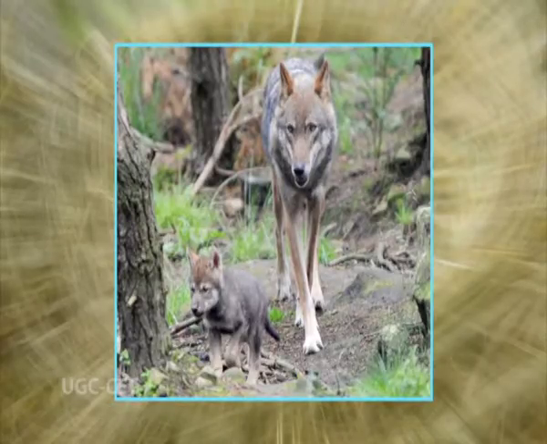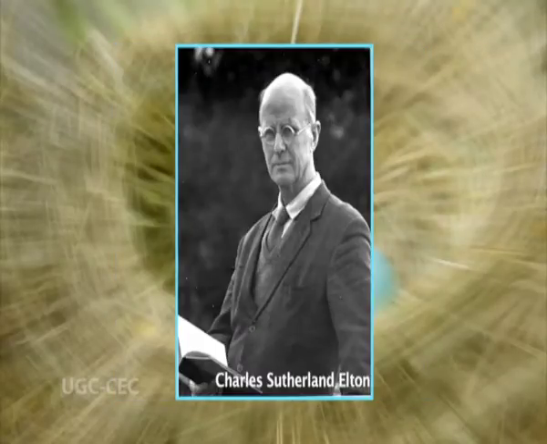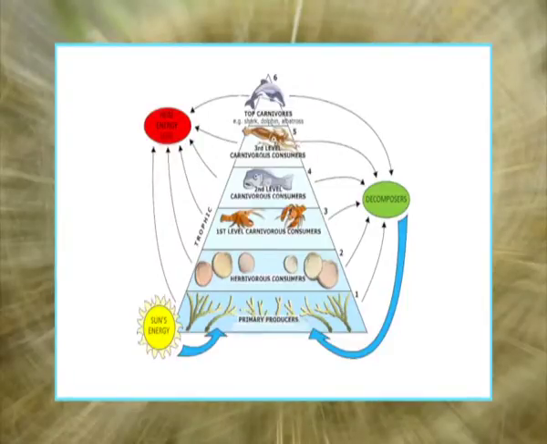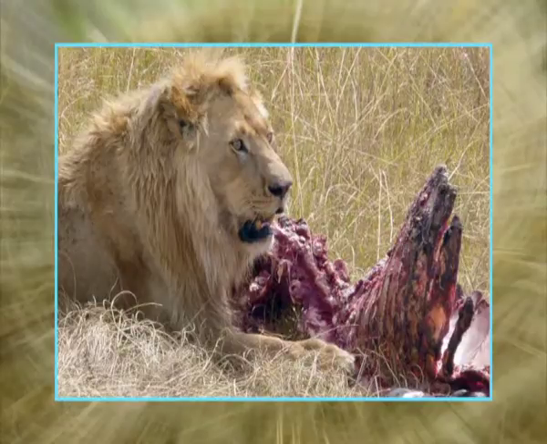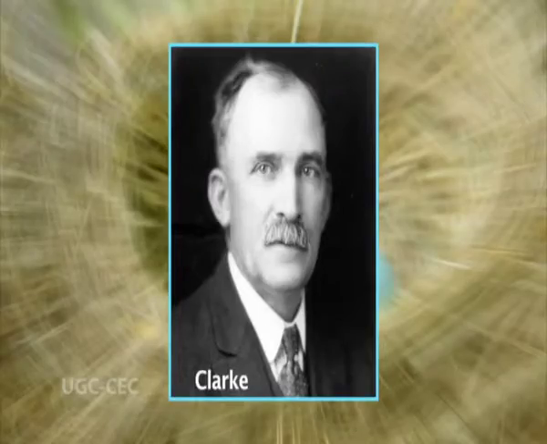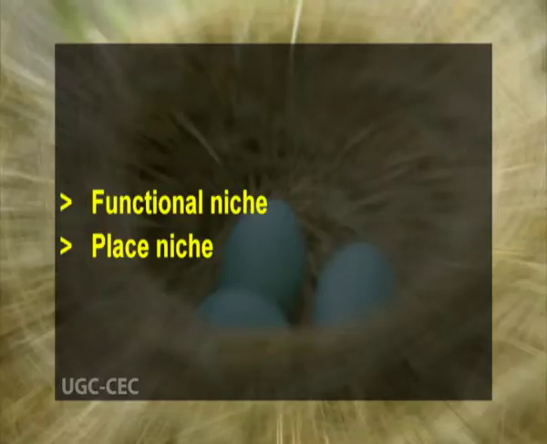and produce offspring. In 1927, Charles Sutherland Elton, a British ecologist, defined a niche as follows: the niche of an animal means its place in the biotic environment, its relations to food and enemies. Thus, Elton classified niches according to foraging activities, that is, food habits. Clarke in 1954 distinguished two separate meanings for the term niche: the functional niche and the place niche.